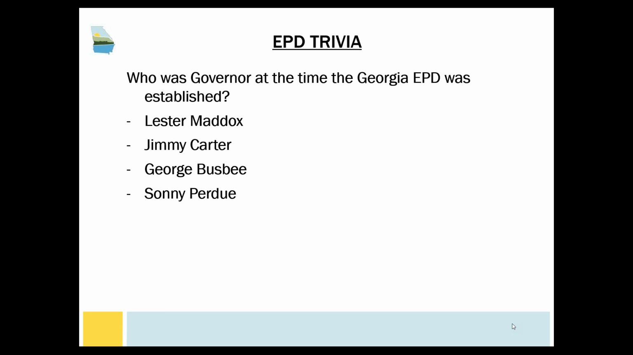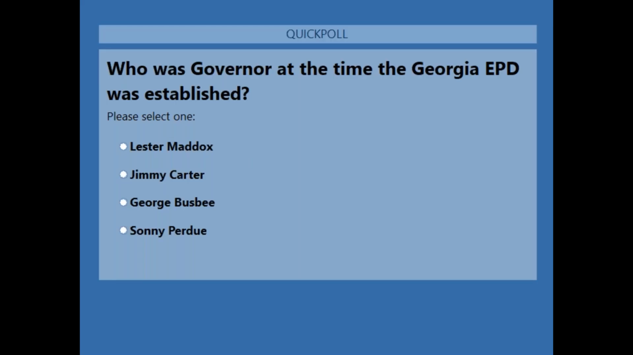All right, so a follow-up to the previous question. This is a bonus. Who was the governor at the time the Georgia EPD was established? Okay, so your options are Lester Maddox, Jimmy Carter, George Busby, or Sonny Perdue. So I see these votes are coming in a little quicker. Good job, guys. I see you caught on. Click those radio buttons next to the option that you believe is the correct answer for who was the governor at the time the Georgia EPD was established.